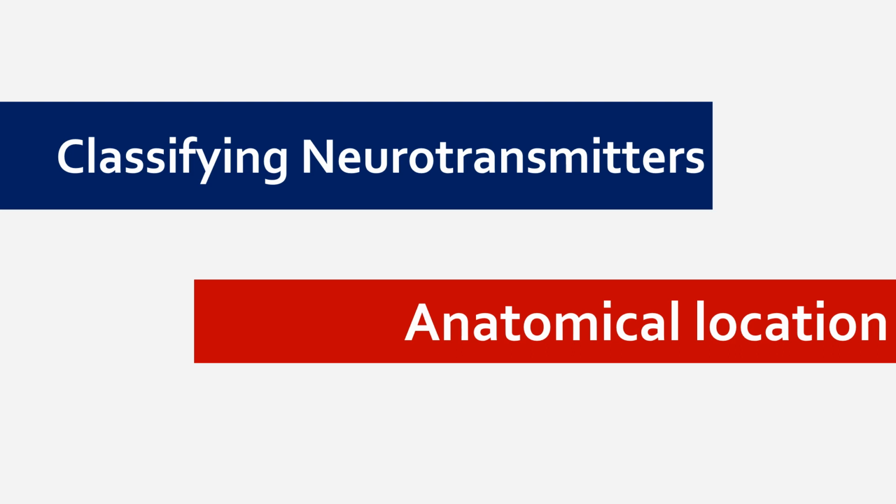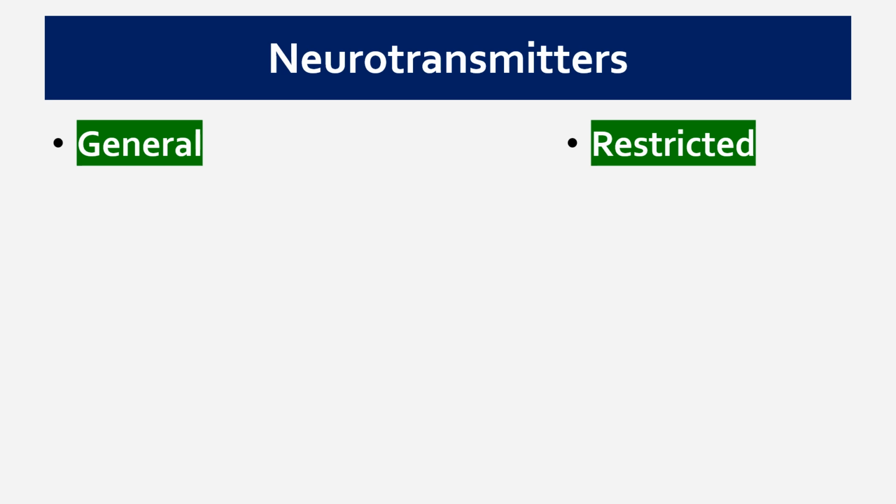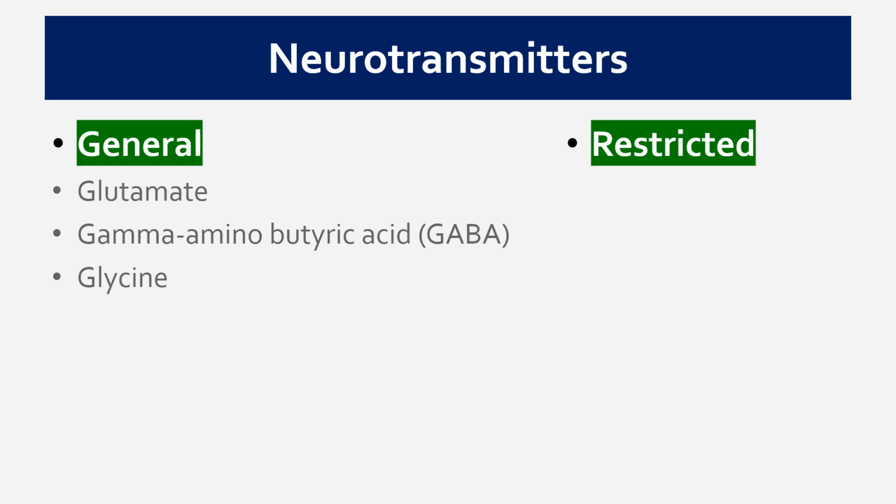This then leads on to a different way to classify neurotransmitters. We've talked about excitatory and inhibitory, and we've talked about the different types of receptors and the way those can be classified. Another way that neurotransmitters can be classified is in terms of their anatomical location. This can be basically broken down into general neurotransmitters that are expressed all over the brain and nervous system, and restricted neurotransmitters whose cell bodies are located in discrete anatomical locations.